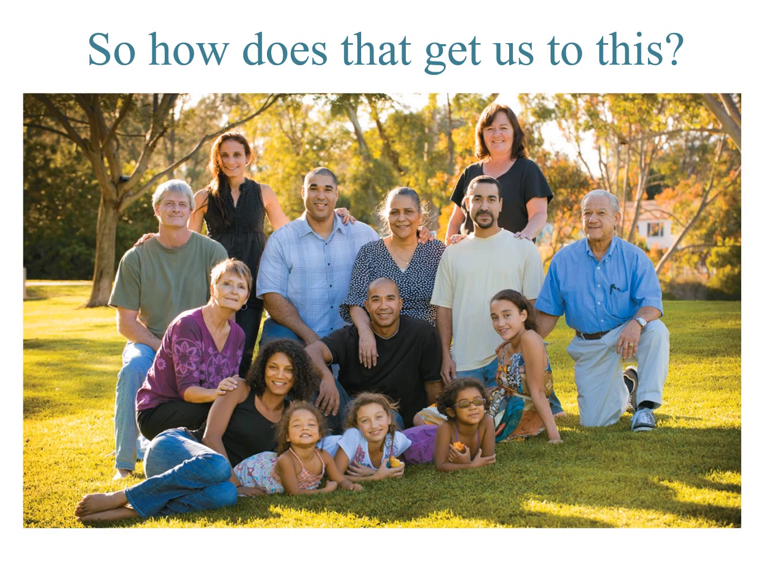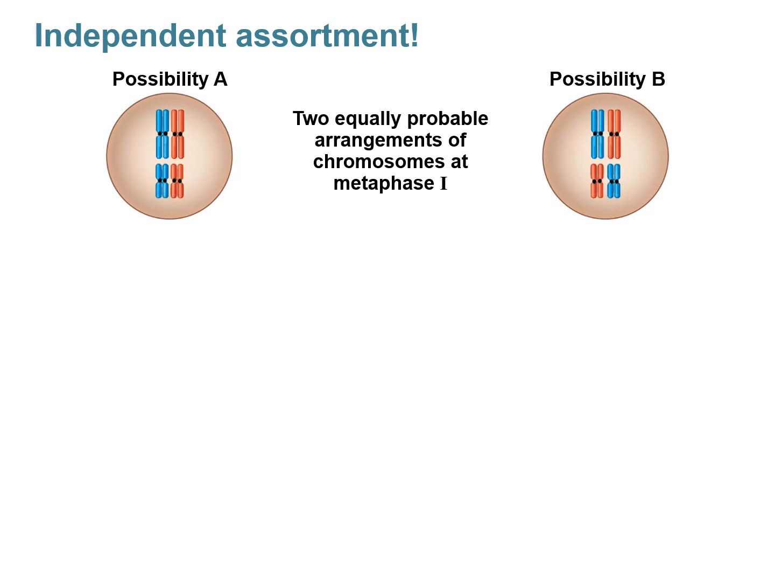Alright, so now that we've talked about the two types of cell division, asexual cell division in mitosis and sexual cell division in meiosis, how do we get from all of that to this? Where does variation come from, and how does sexual reproduction help that happen? Well, there are a couple of places that this can come from. The first one is something that we call independent assortment.